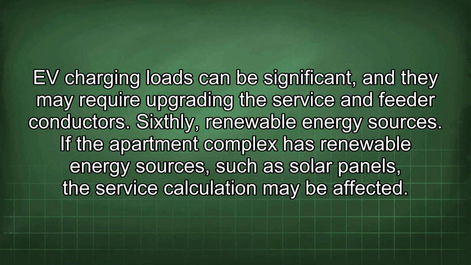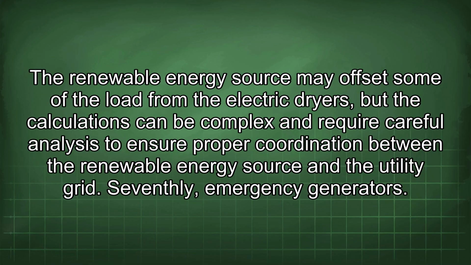Sixthly, renewable energy sources. If the apartment complex has renewable energy sources, such as solar panels, the service calculation may be affected. The renewable energy source may offset some of the load from the electric dryers, but the calculations can be complex and require careful analysis to ensure proper coordination between the renewable energy source and the utility grid.